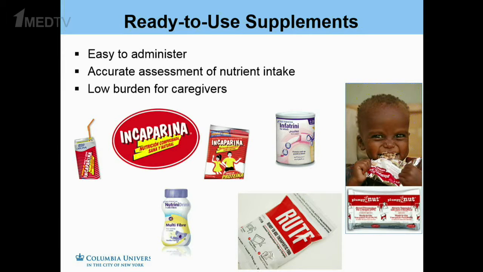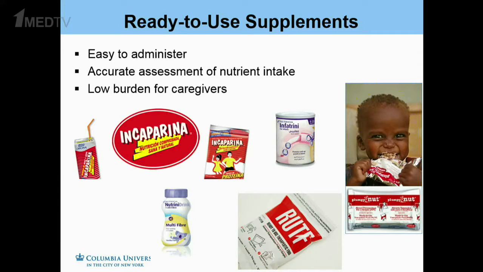So in terms of ready-to-use supplements, this is really when you're kind of going through the step-wise process in your head. You have a patient that's at risk of losing weight or going to lose weight, fostering and enhancing nutritional intake with supplements is really kind of your first line of defense. They're easy to administer. There's low burden for everybody involved. The big challenge with these is, will the child eat or drink them?